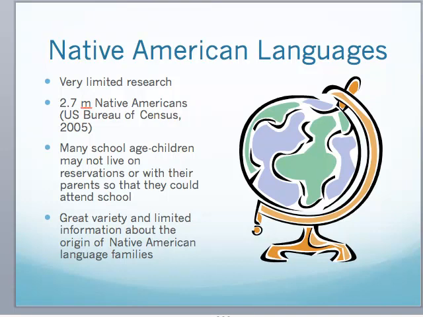So there's great variety and limited information about the origin of Native American language families. We do know that Native Americans belong to more than 500 separate tribal groups, and each of those has a different culture and language. We also know that half of all Native Americans are younger than 21 years of age, and Native Americans live in all parts of the U.S. However, about half of them, 50% of the population, live in the western states, more in states such as New Mexico, California, Oklahoma, North Carolina, and Arizona.